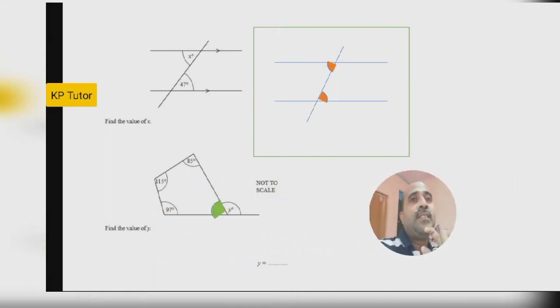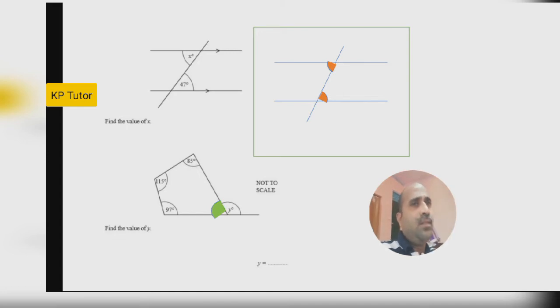Some more questions. Find the value of x, then the second question is the y value. In this question, near the question, I drew one parallel line. This is a question from parallel lines.